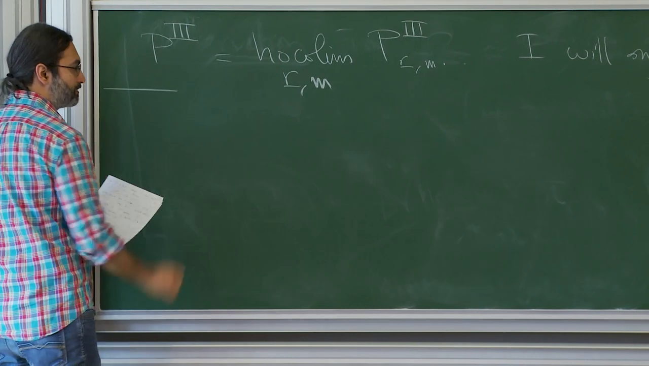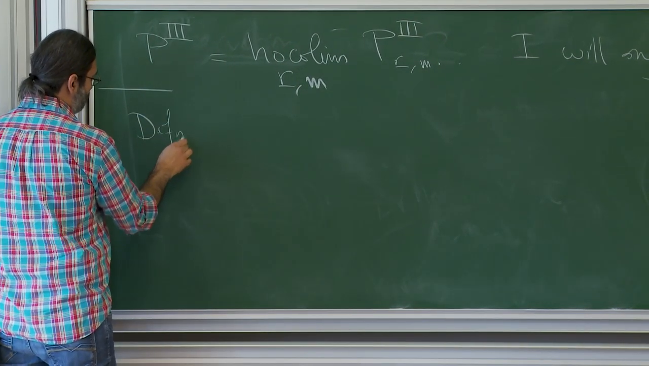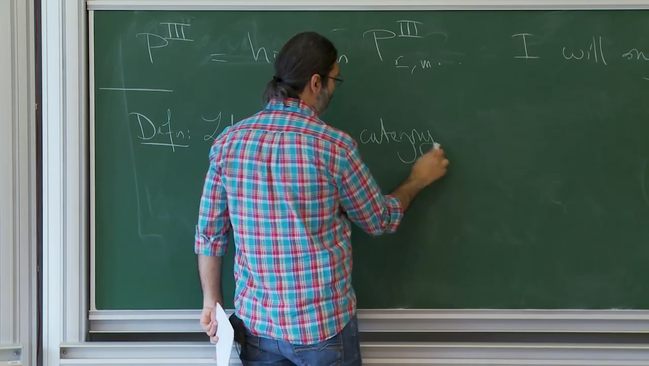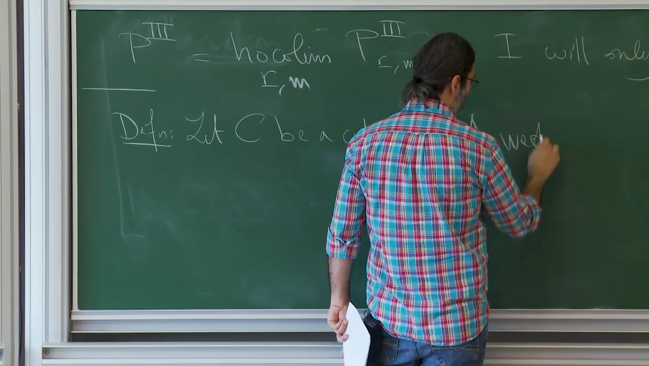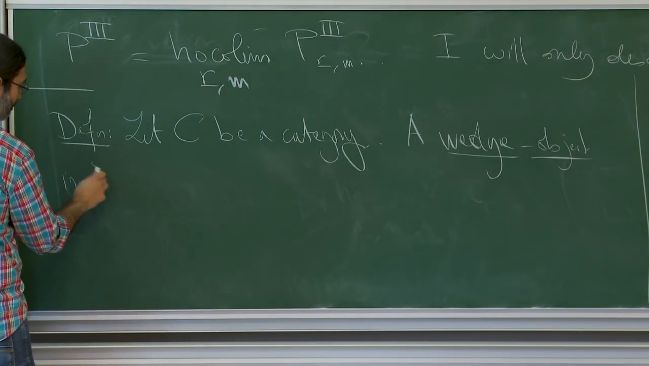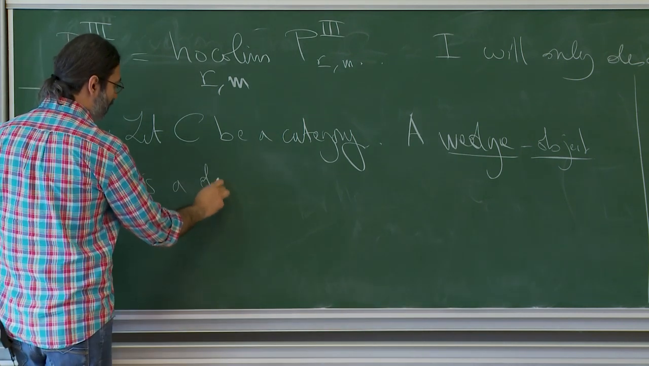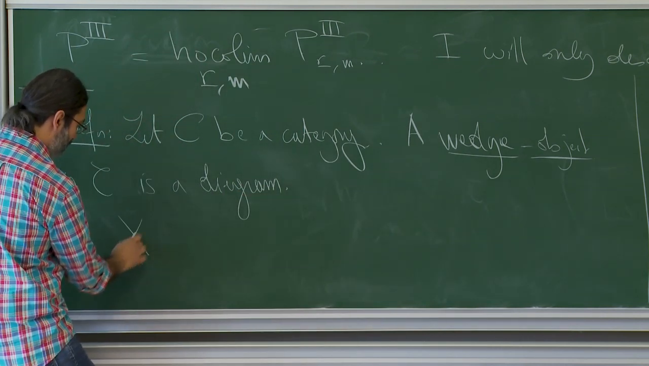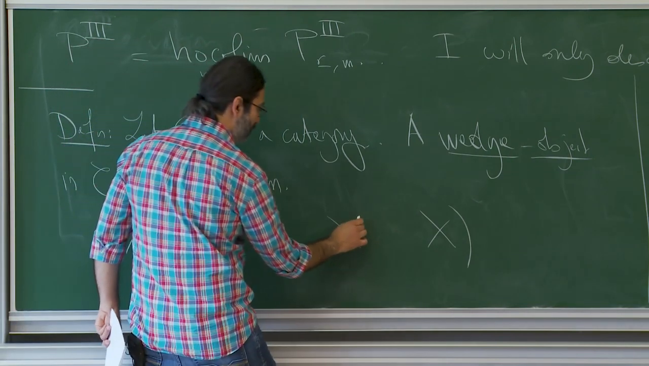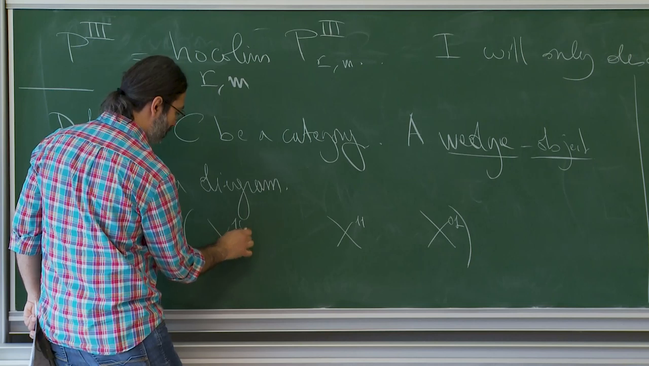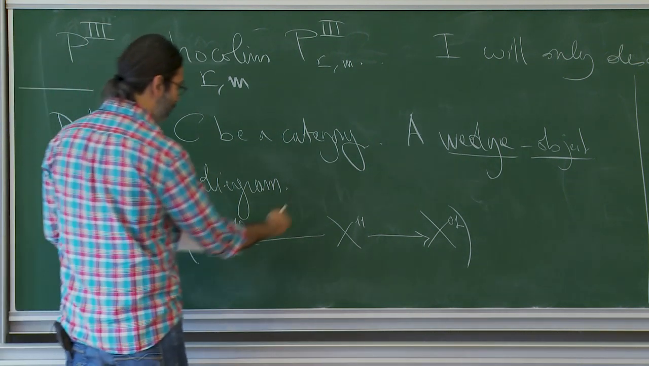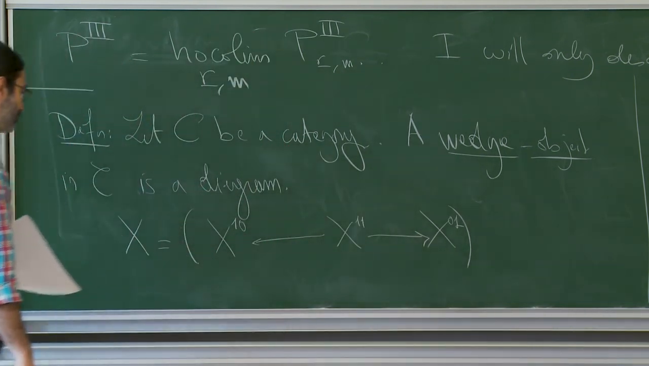Okay, so I start with a simple definition. Let C be a category. I call a wedge object in C simply a diagram of the following shape. I call it X. It's a diagram which has just three objects, denoted x11, x01, and x10, with just maps like this. So it's some kind of wedge diagram. And a morphism of wedge objects is just a commutative diagram, as you imagine. Nothing weird.